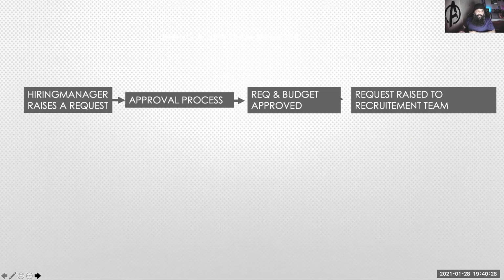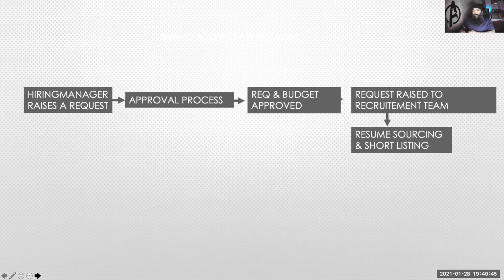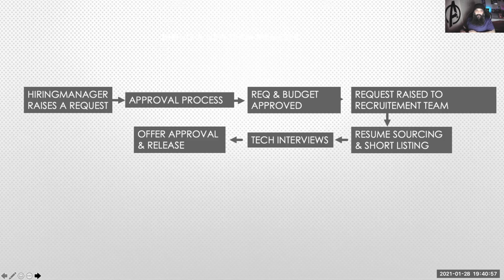So once this happens, what is the next step? The recruitment team gets into action. They start doing the resume sourcing and also the shortlisting part. So the first level of filtering is done by the recruitment team. Once they are done with this, possibly they set up the technical interviews. You have to go through the tech interviews too before you get the hire. Once you go through multiple rounds of tech interviews, what are we going to do? Offer approval and release, right?